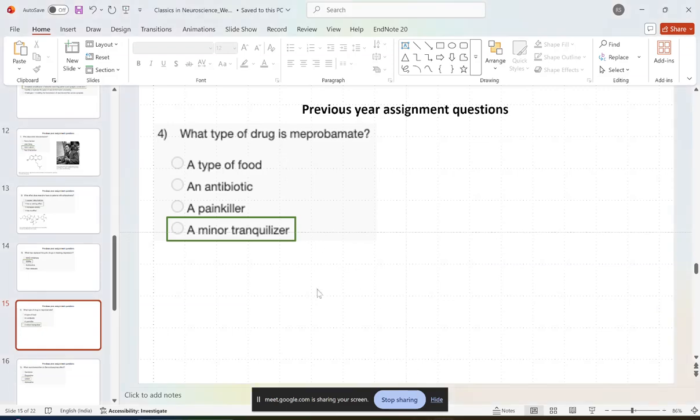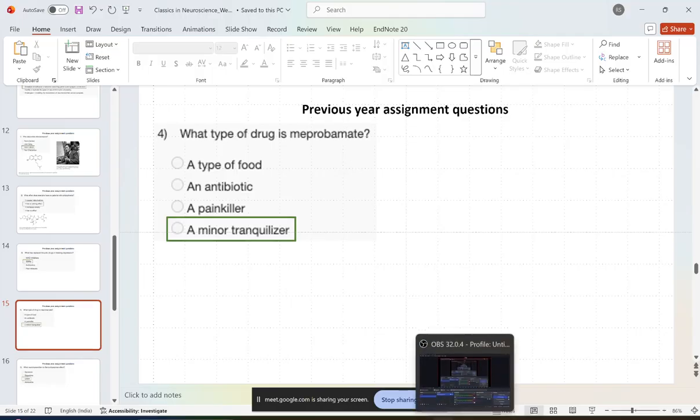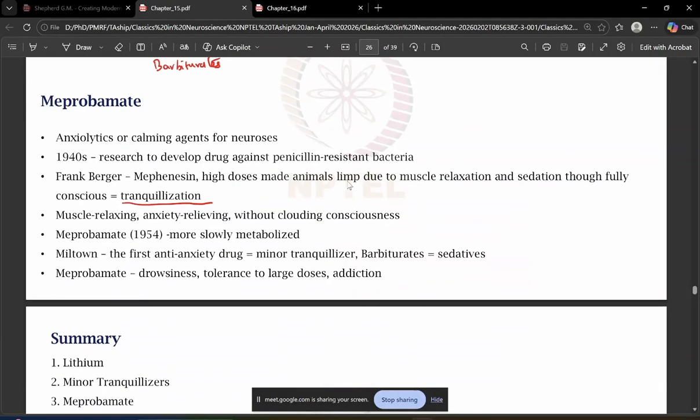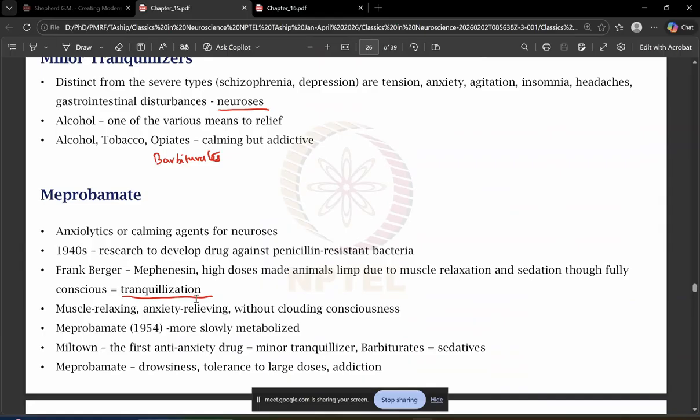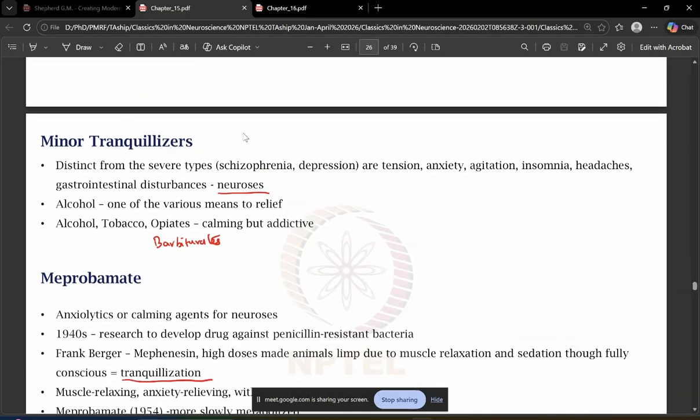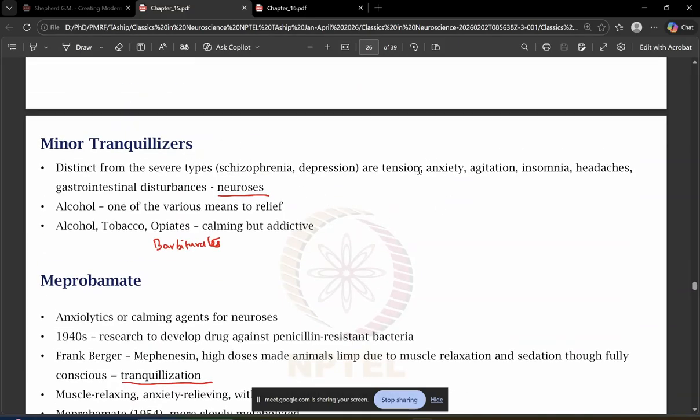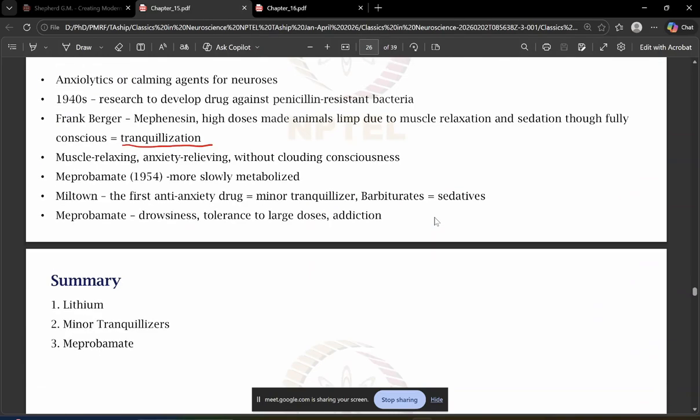So coming back to the question, what type of drug is meprobamate? Meprobamate was regarded as a minor tranquilizer. It was initially studied and shown to act as a minor tranquilizer. Therefore, it was marketed as the first anti-anxiety drug for neuroses such as tension and anxiety and so on.